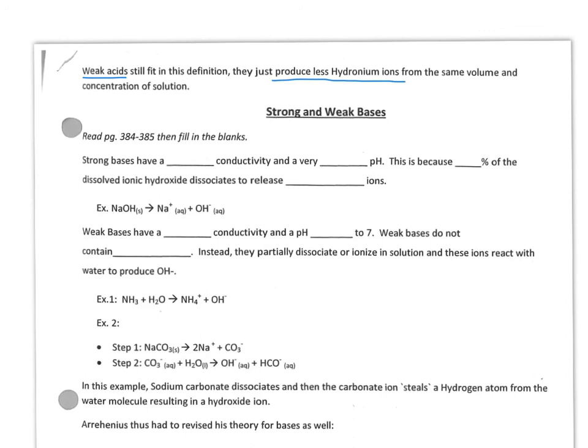So we still have to talk about strong and weak bases, but I'm going to leave you to use these pages in your textbook to fill in the blanks here. In our next lesson, we'll look at how pH value and hydrogen ion concentration are related. But for now, look at the strong and weak bases information. See you next time.